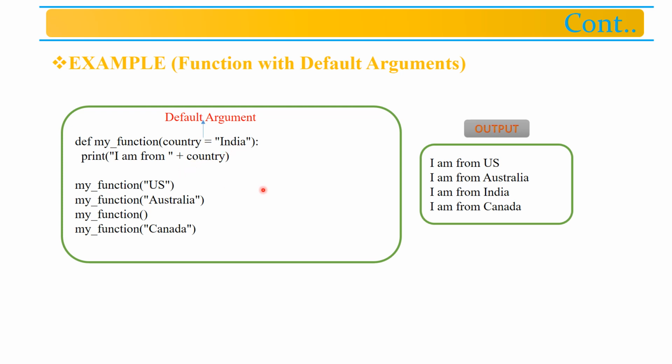So the first one, 'I am from US', will get printed, and the second one, 'I am from Australia'. In the third one, no parameter value is passed, so 'I am from India' gets printed, then 'I am from Canada' gets printed.